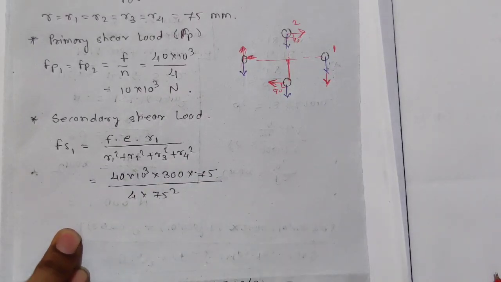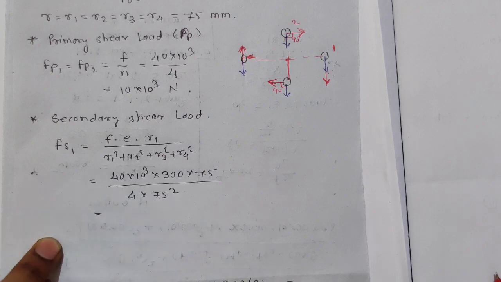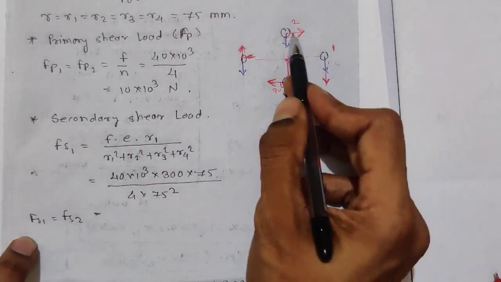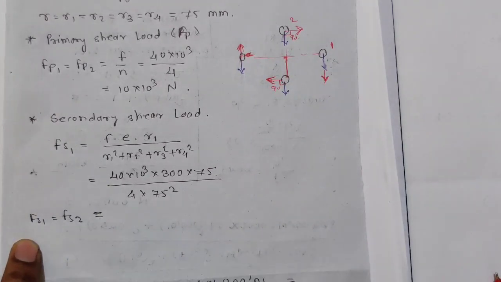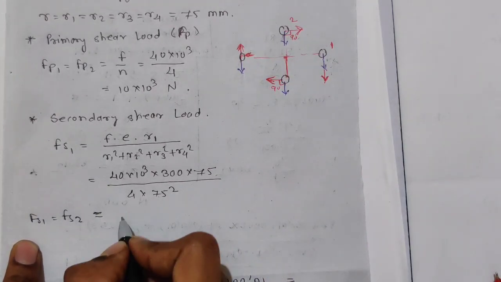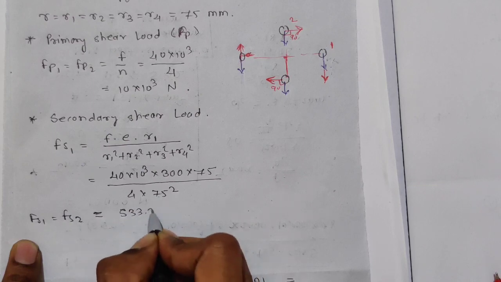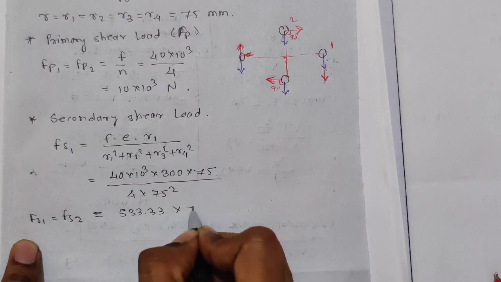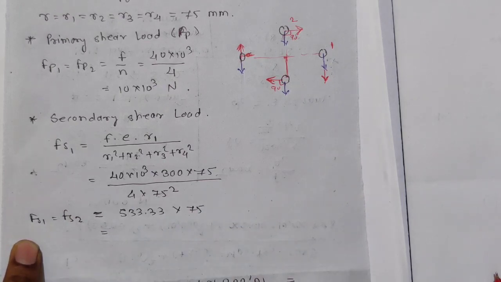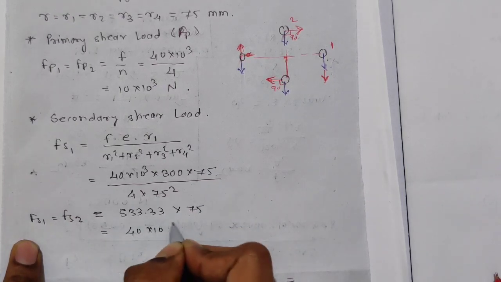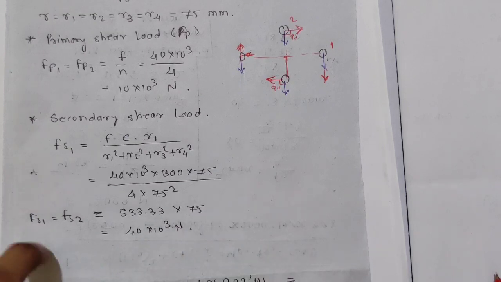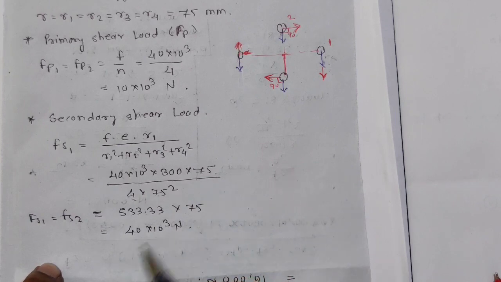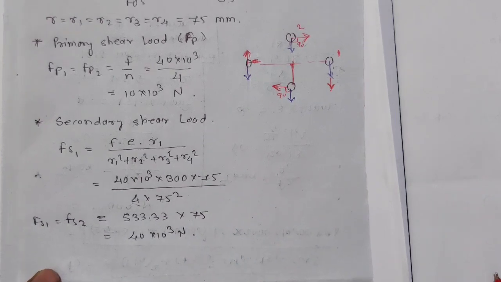We have seen this last sem. Now this FS1, FS2, FS3 will be same, so I am saying FS1 is equal to FS2. I am just finding for 2 bolts. Just do the calculation: 533.33 into 75 is equal to something like 40 into 10 raised to 3 Newton.